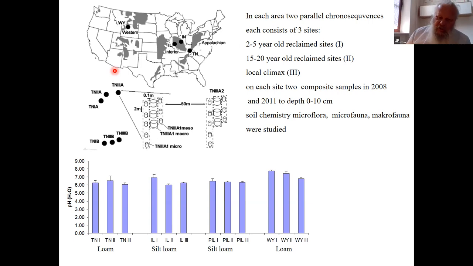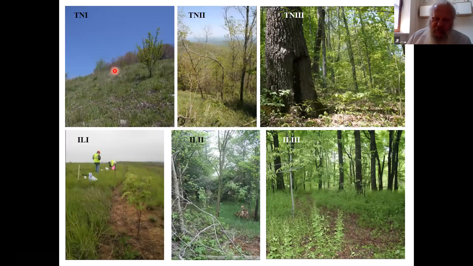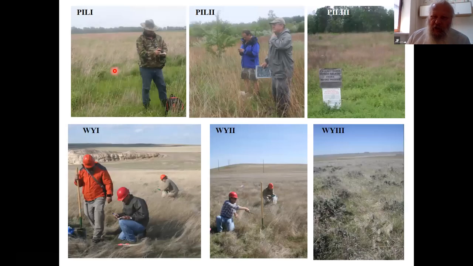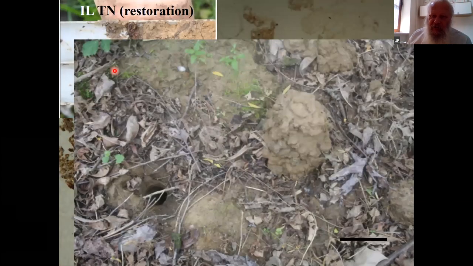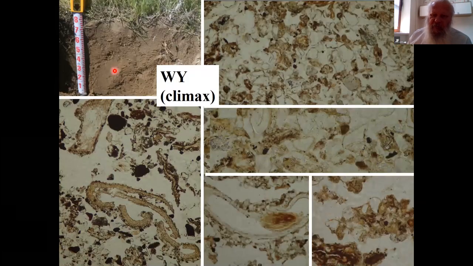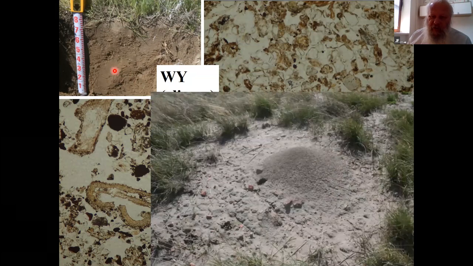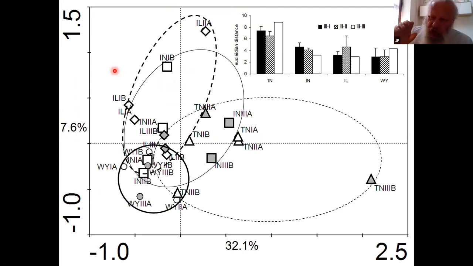So here it should be said that except for Tennessee, at all the other sites the topsoil was applied. And this is how the sites look like. So this is Tennessee, Illinois, Indiana, and Wyoming. Indiana goes to tall grass prairie, and Wyoming goes to short grass prairie, while the other eastern sites go to forest. And we see massive soil development in eastern sites, even in restored sites, the same for tall grass prairie, but almost no soil development in Wyoming.